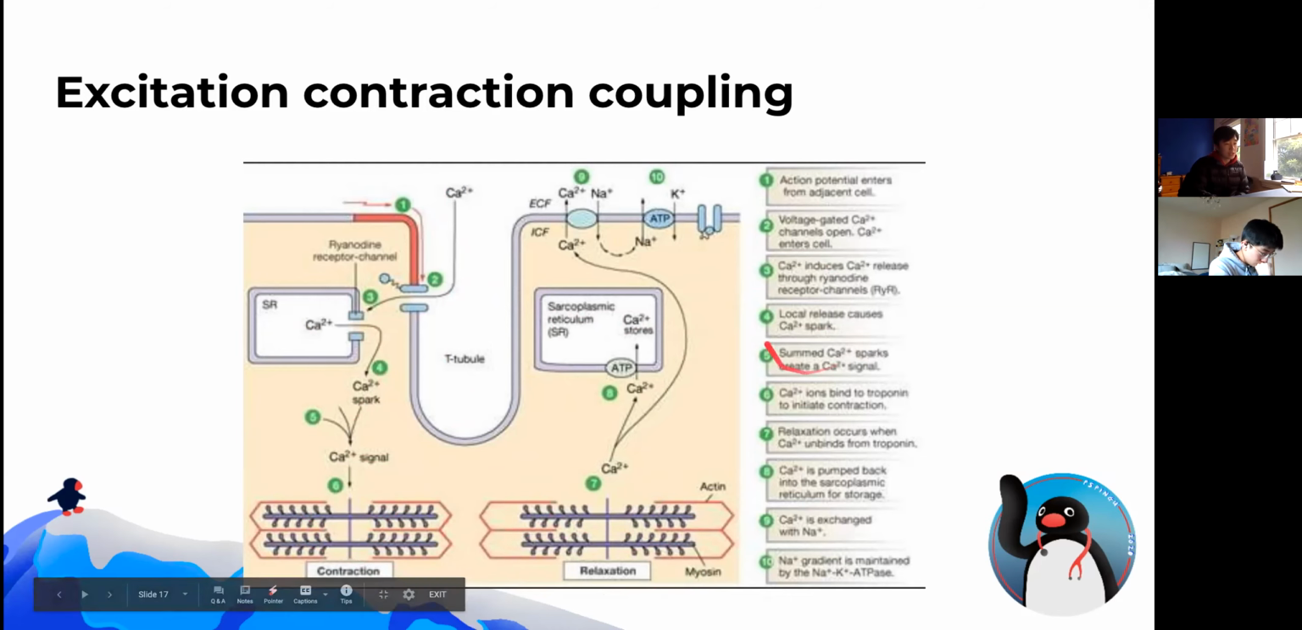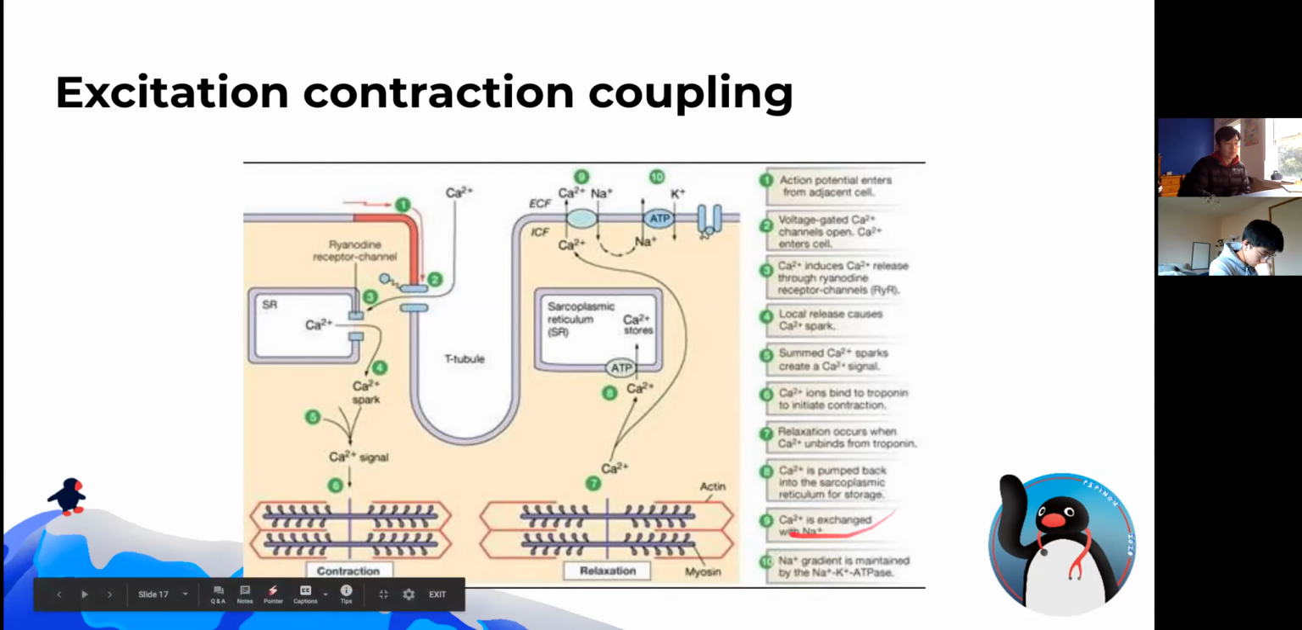So what does this actually mean? It's what we call calcium-induced calcium release. It needs calcium to actually release more calcium. And calcium ions bind to troponin, and that's where we talked about before, about the actin-myosin push.